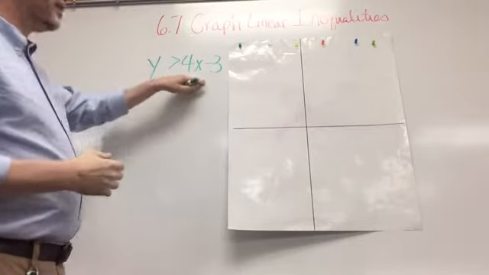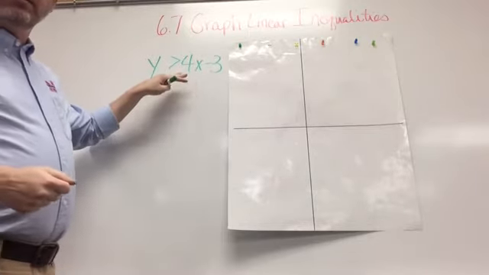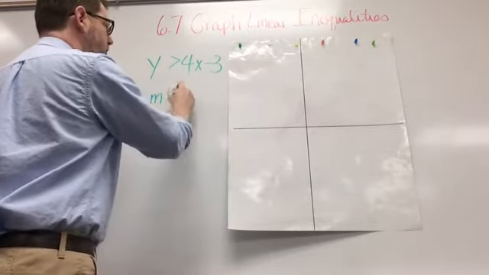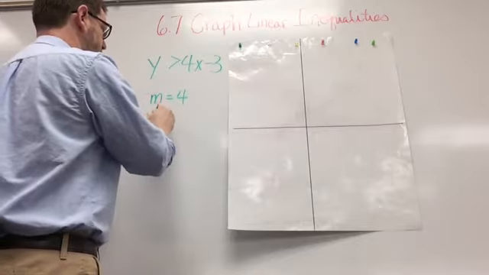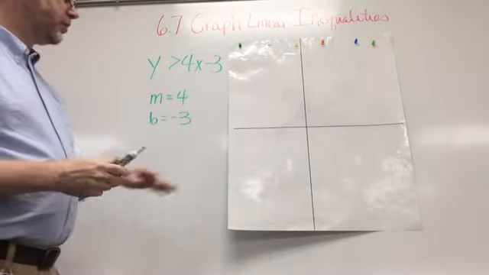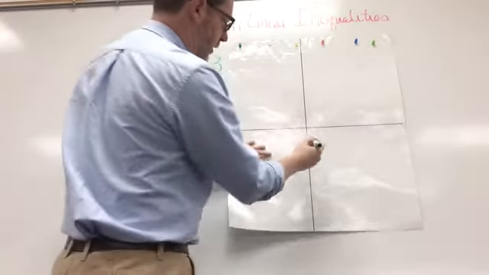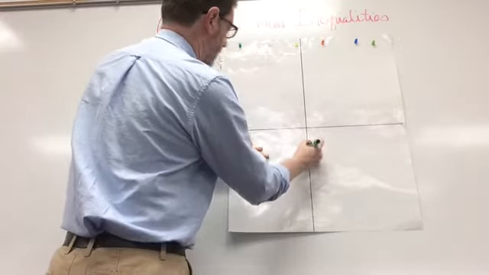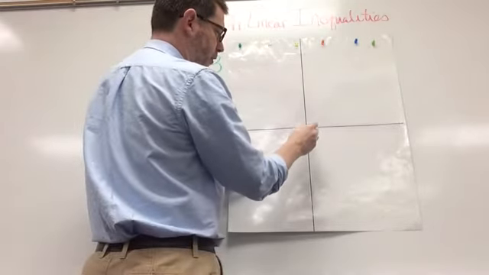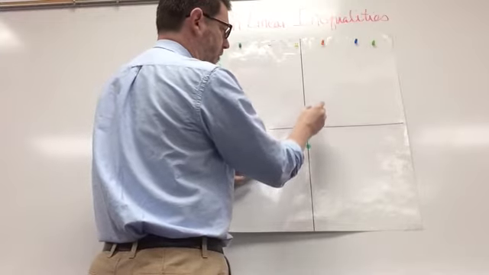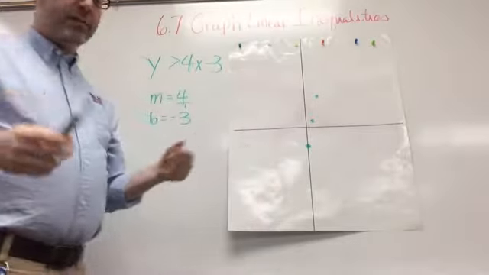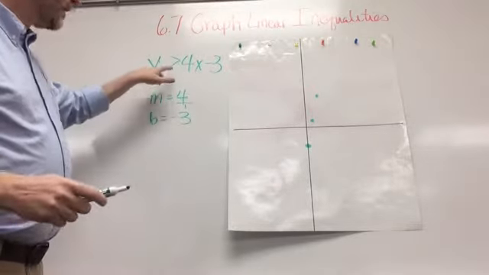So we're going to graph it as if it was a linear equation. My slope is 4 and my y-intercept is -3. So I'm going to graph those things. We'll go to -3 for my y-intercept, which is right here. My slope is 4, or 4 over 1. So from this point, I'm going to go up 4 and to the right 1, and then up 4 and to the right 1. Now I've got 3 points, I'm good. But again, I have a dashed line.